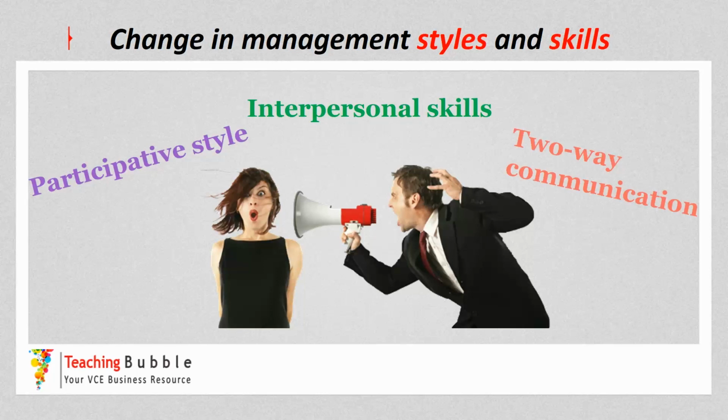And so it could be that they decide on a participative management style. They try and implement more interpersonal skills so there's better relationships between the management and the employees, and also two-way communication so that the employees are getting a say in decision making. And possibly, by changing the management styles and the management skills, that could improve the level of staff turnover, for example.